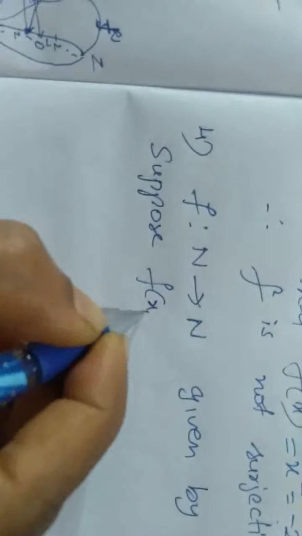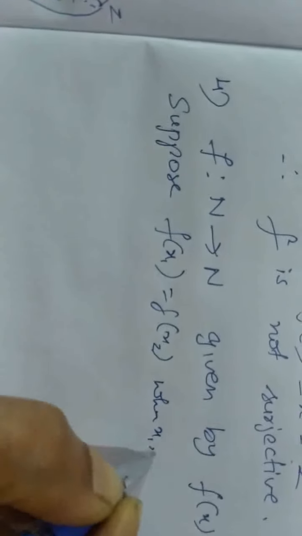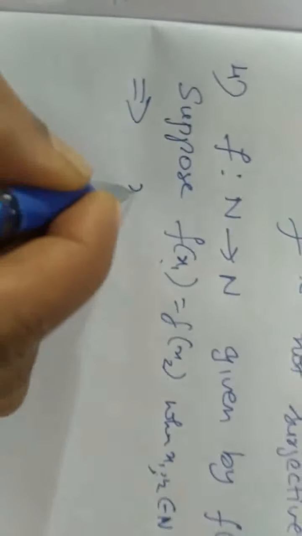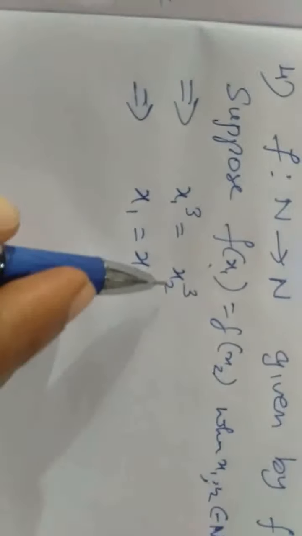Suppose f of x1 is equal to f of x2, where x1, x2 belong to the set of natural numbers. This implies, since f of x is x cube, that x1 cube is equal to x2 cube. Taking the cube root on both sides, x1 is equal to x2.